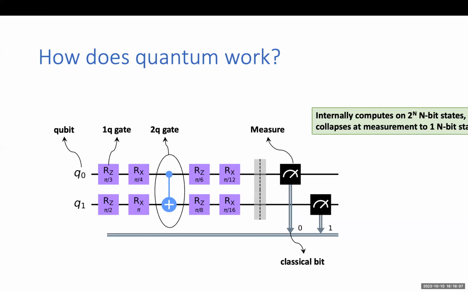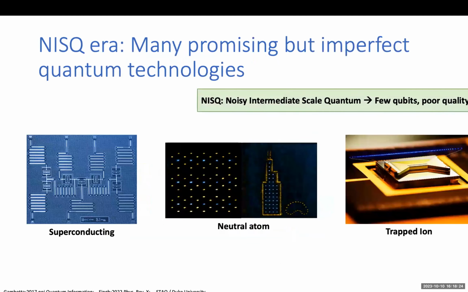And if your circuit is implemented correctly and your device is pretty good, this classical bit string is the answer to some very hard problem, right? And again, the key thing, which is a follow-up to my previous slide, is that internally, this is computing over this 2 to the power n states, but the final state it produces is just a bit string.